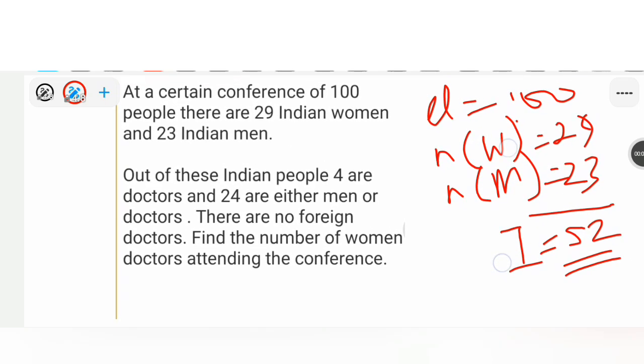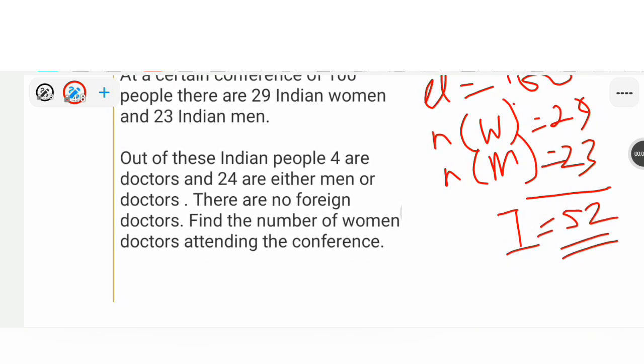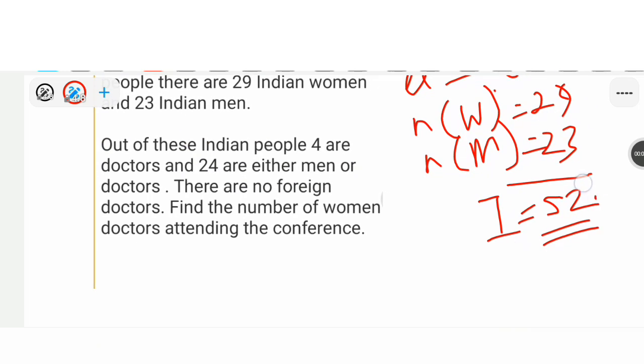Okay, now that's the basic of what we know for now. Out of these Indian people, 4 are doctors. So out of the 52 of them, 4 of them are doctors. And 24 are either men or doctors. So let's just say doctors be D. D is doctors. So the number of people in the doctor set is ND. That's 4. But they gave us something here: 24 are either men or doctors.